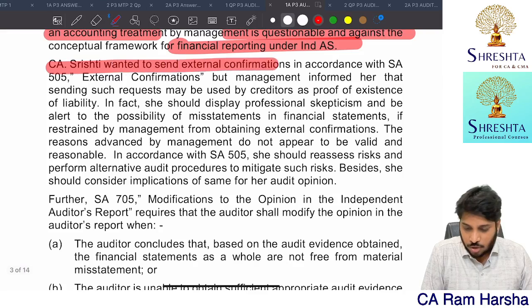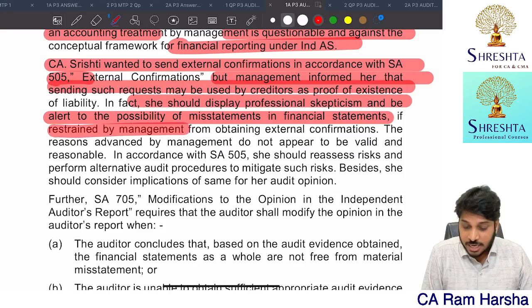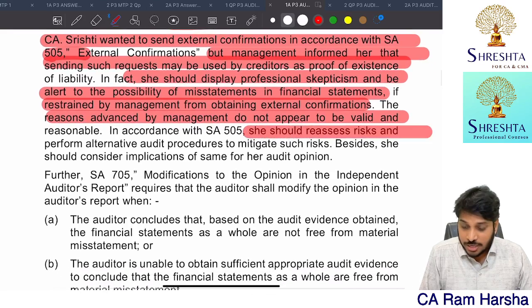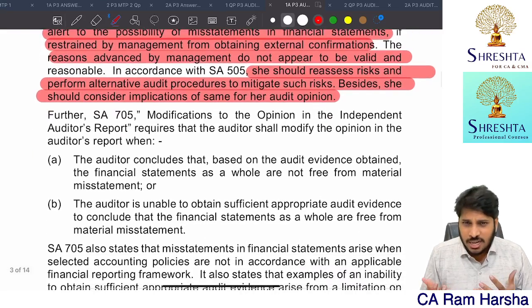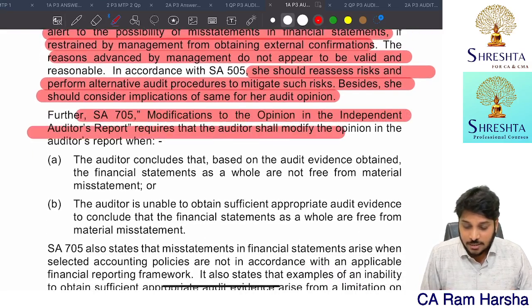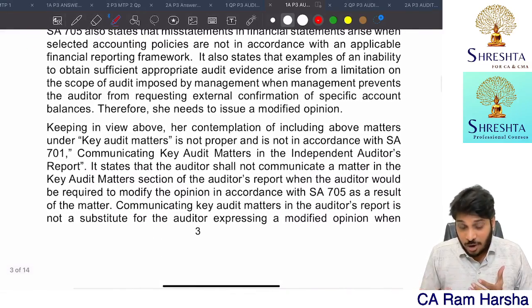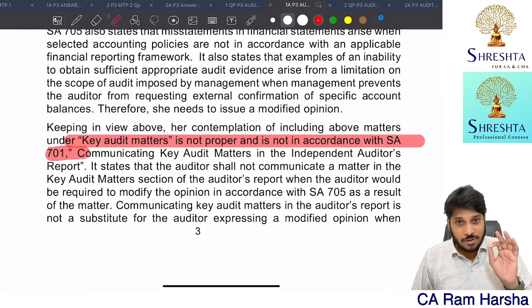CS Rishti wants to send an external confirmation, but management informed that this is not possible. She should display professional skepticism and be alert to the possibility of misstatements. If restrained by management and the reasons do not appear to be valid, she should assess the risk and perform alternative procedures to get evidence. If she is unable to get evidence, give a modified opinion. So, entire SA 705. Since you have to give a modified opinion, can you highlight this under key audit matter? Not at all proper. A modified key audit matter is not a substitute for a modified opinion.